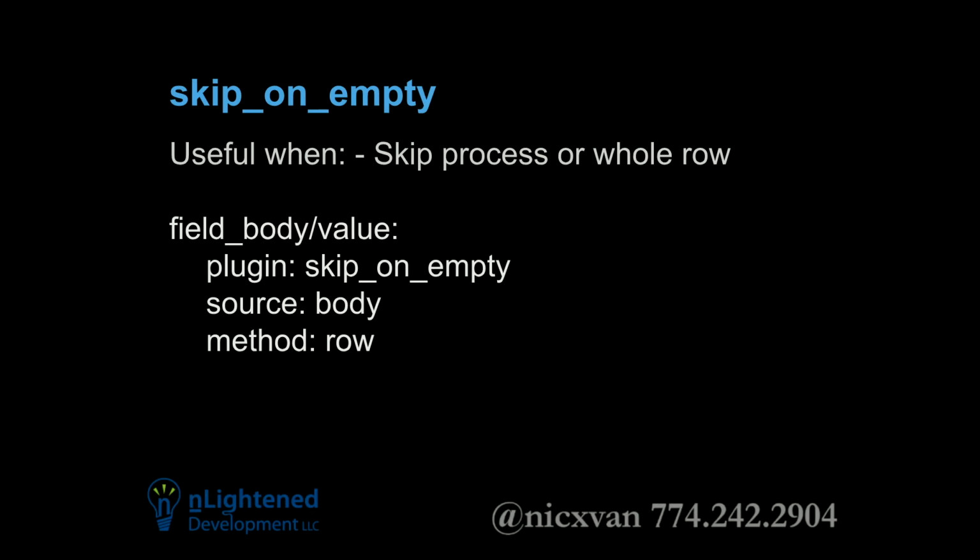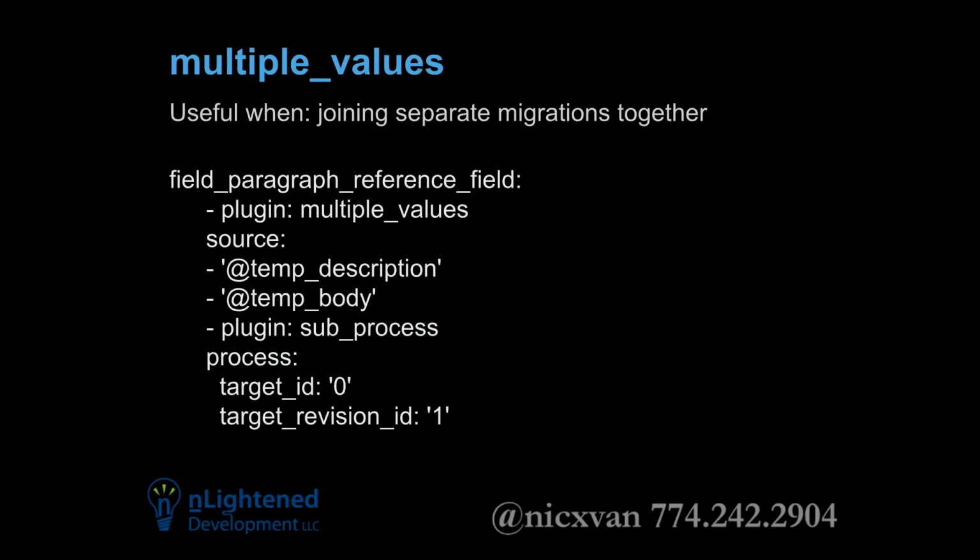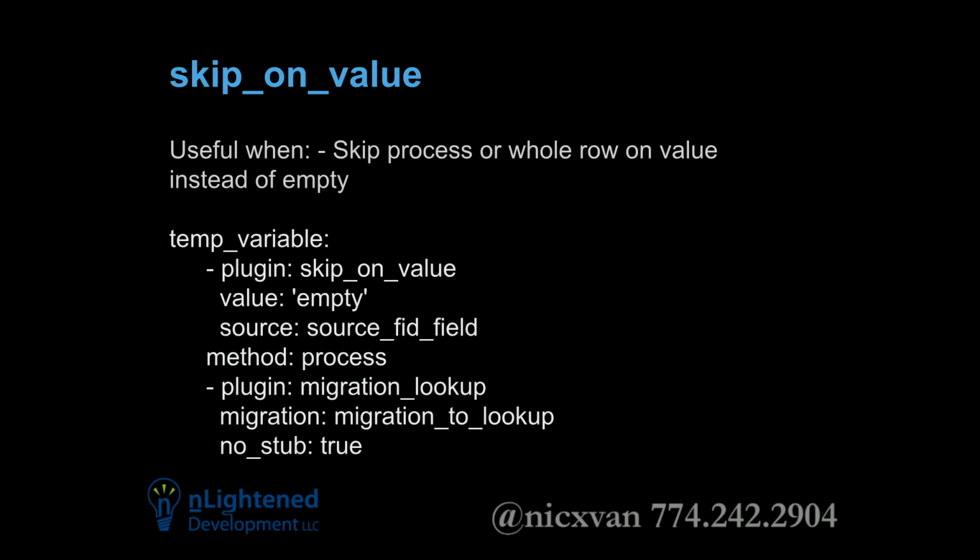So skip on row basically says, hey, you're importing this NID 72, right? If this is empty, skip the whole thing. Just forget that you're doing anything. However, skip with the method process, it's kind of the opposite. Instead of skipping the whole thing, it's going to say, just skip this particular field, what you're doing, and keep saving it.